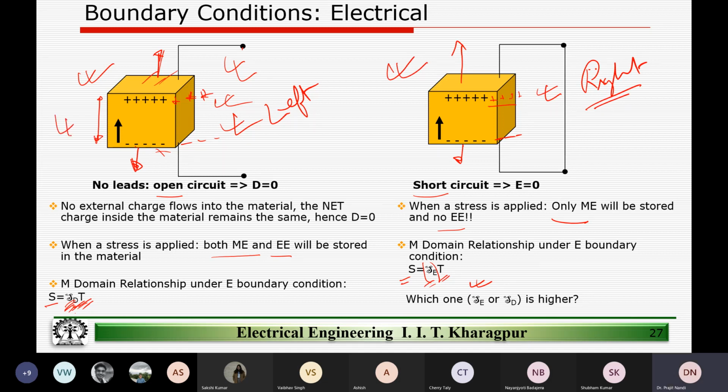Whereas in the left case, not only is the material trying to oppose, but also the charges that are developing are opposing whatever external thing we are trying to do. The key point to note is that on the left hand side, we have both mechanical energy as well as electrical energy getting stored. That is the reason this one is less compliant mechanically.